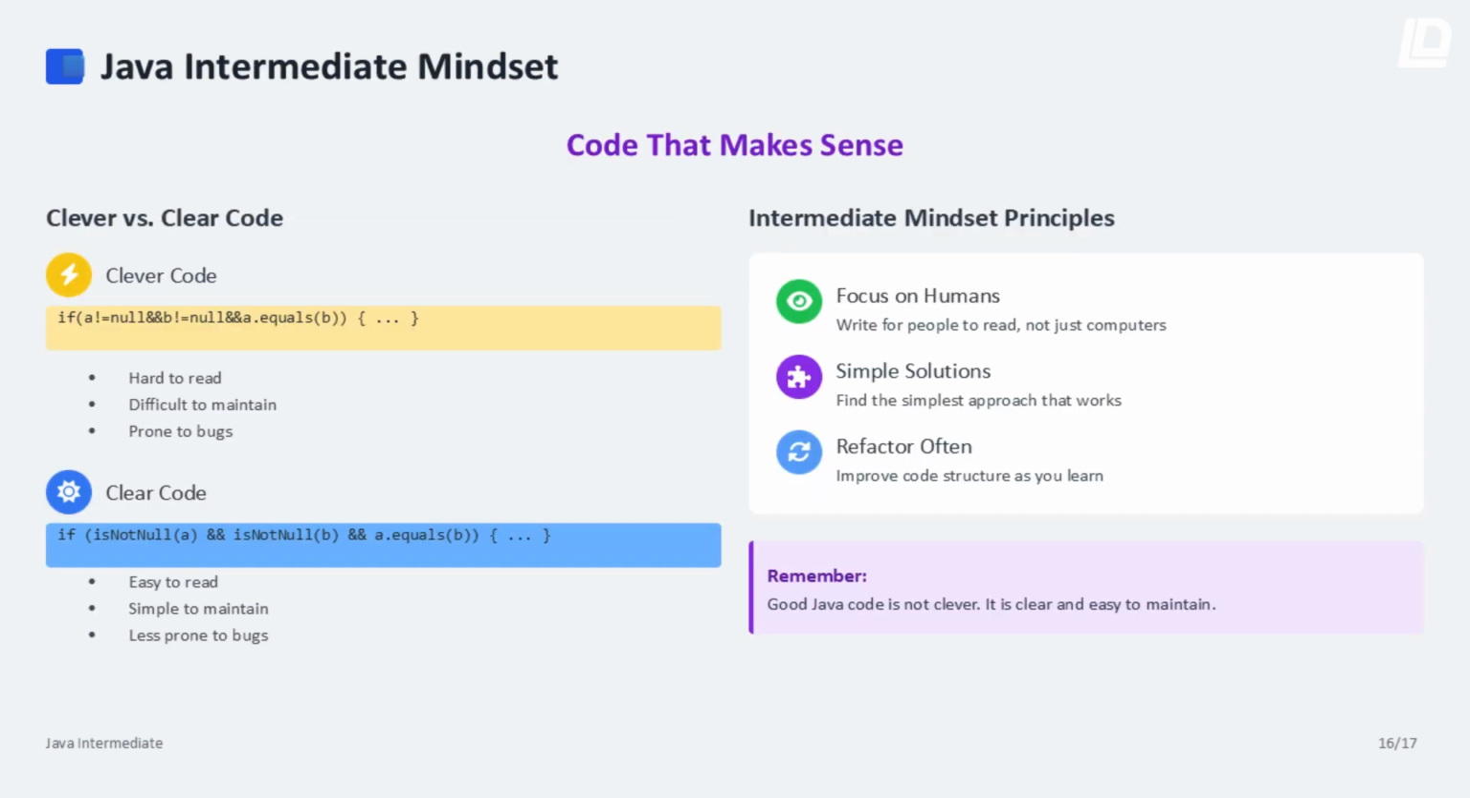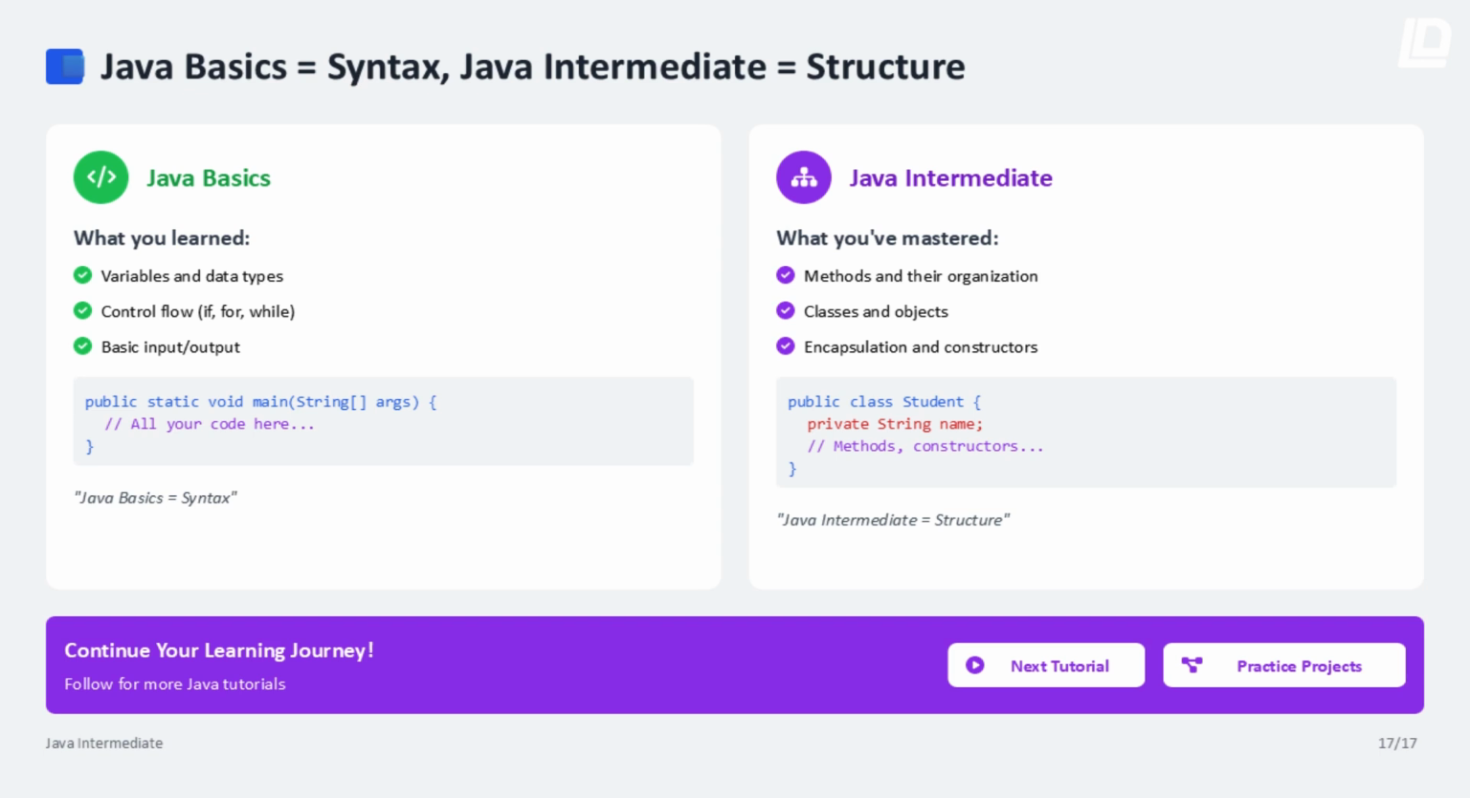Java Intermediate focuses on thinking clearly and organizing logic. Good programmers prioritize readability and structure over speed. Clean code is easier to maintain and improve. Java Basics teach you how to write code. Java Intermediate teaches you how to build programs that make sense. Master this level, and advanced programming will feel much easier.